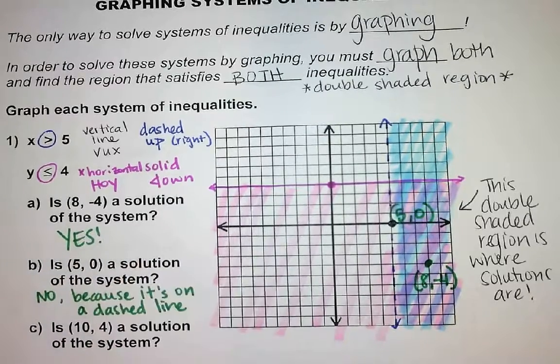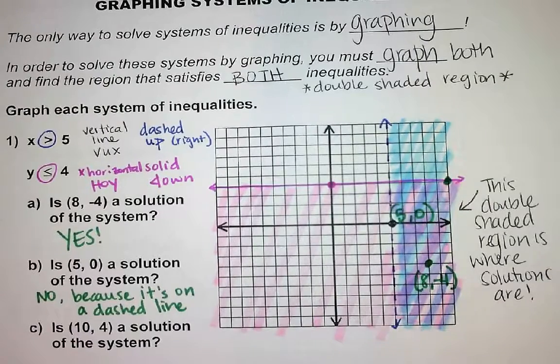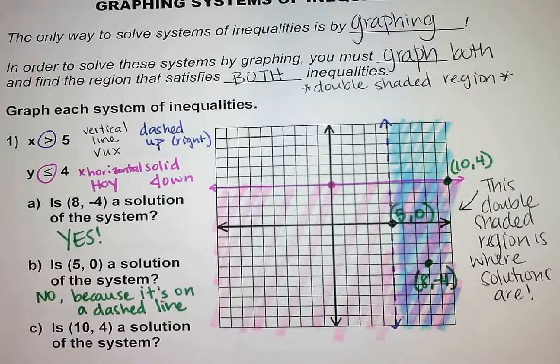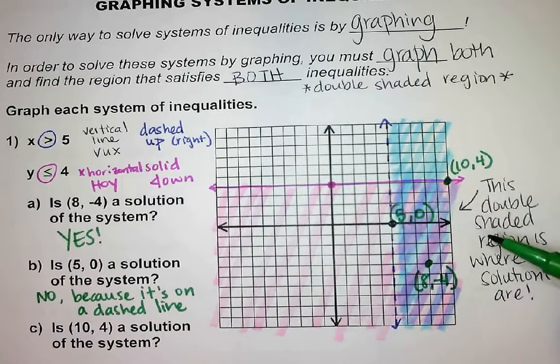All right? Now, 10, 4... over and out. Here we go. 10, 4. Is this guy in our solution? What do y'all think? It's on a solid line, so that's good news.